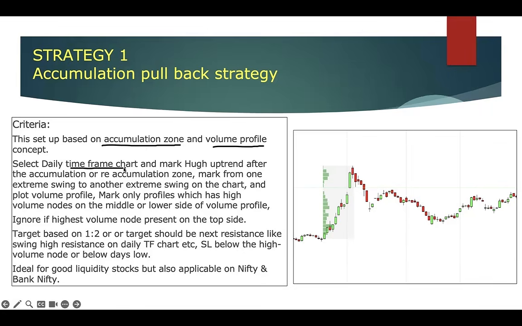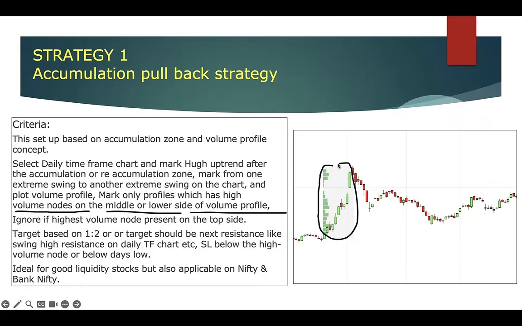Here, select the daily time frame chart and mark the huge uptrend after the accumulation or reaccumulation zone, and mark from one extreme swing to another extreme swing on the chart. For example, you can see that this chart from here made an extreme swing. For this setup, you need an extreme swing. Extreme swing means price will make some consolidation and then suddenly start going up for a few days like this, right? So mark the profile which has high volume nodes on the middle or lower side of the volume profile. That is what we discussed.